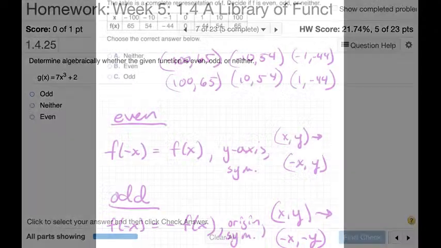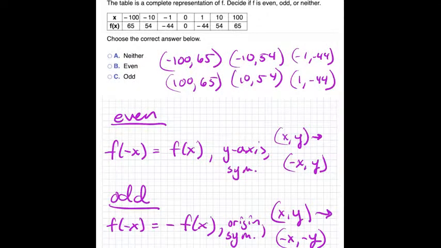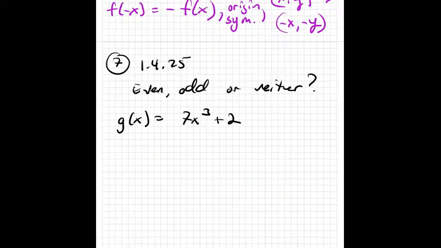So let's hop over here and go like this. All right. It's okay. We're not out of the woods, but all right. We want to do a test for even, odd, or neither, right? So what we do, again, to do this, all we do, we replace each x with negative x. All right, we replace each x with negative x, and then we simplify.